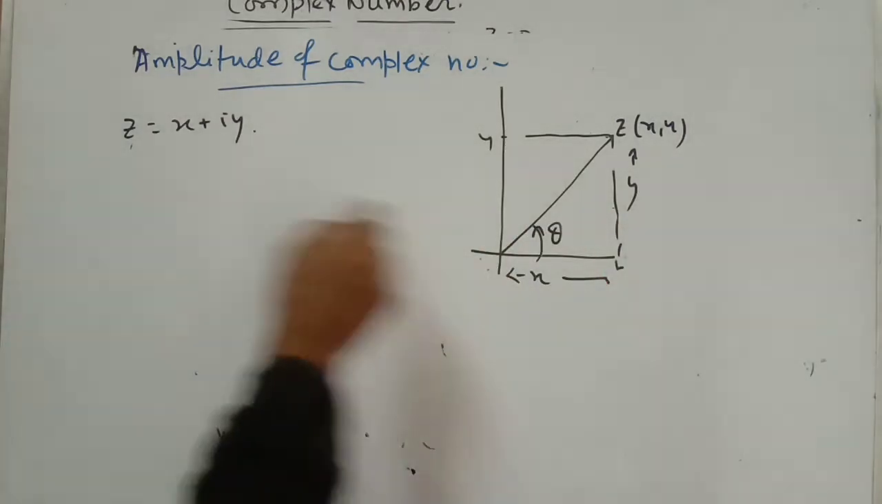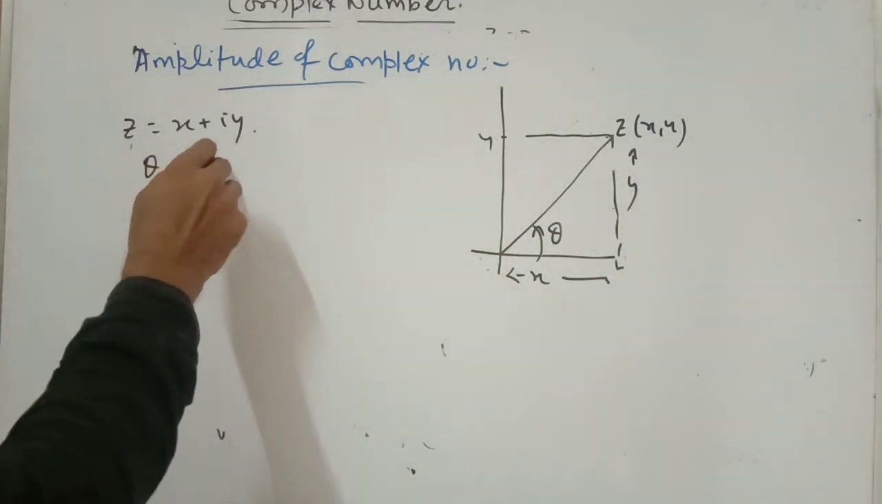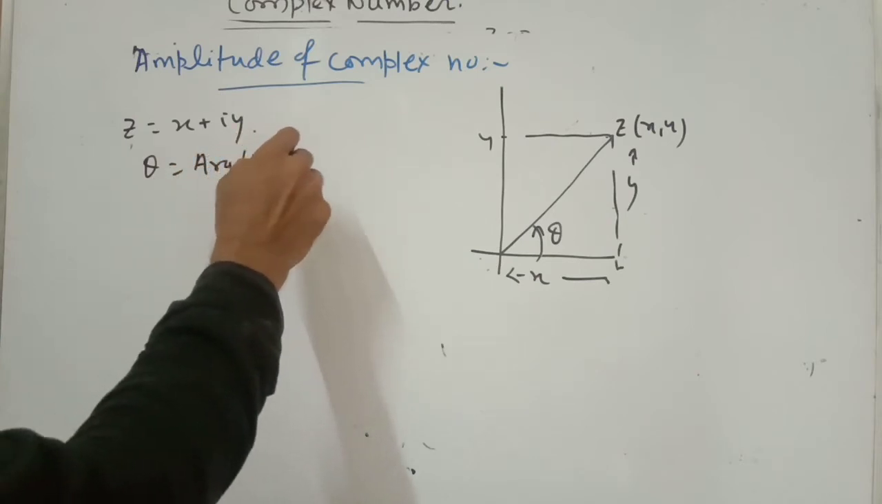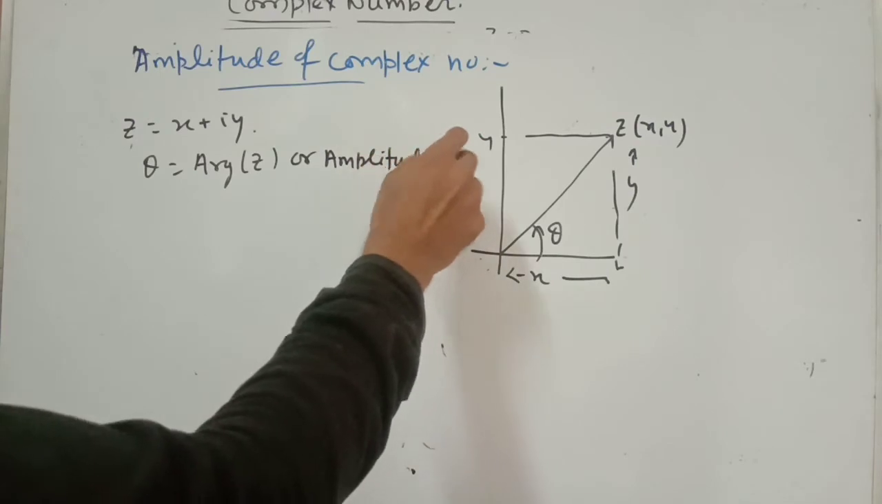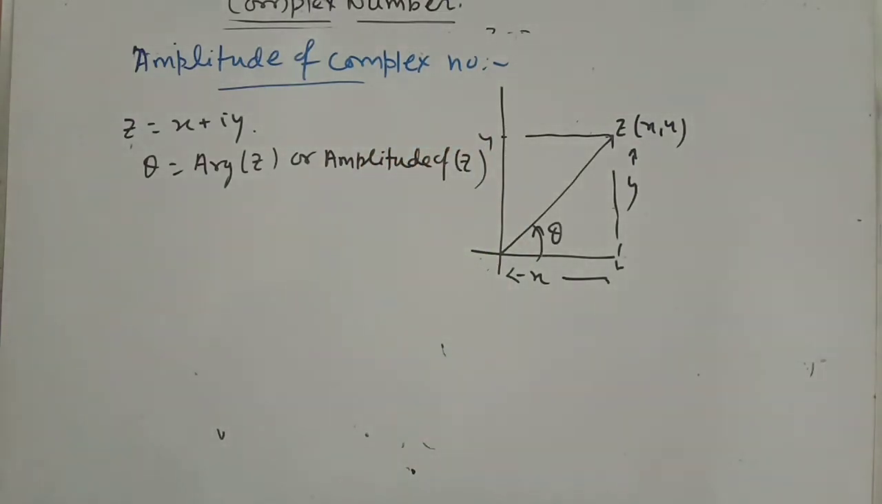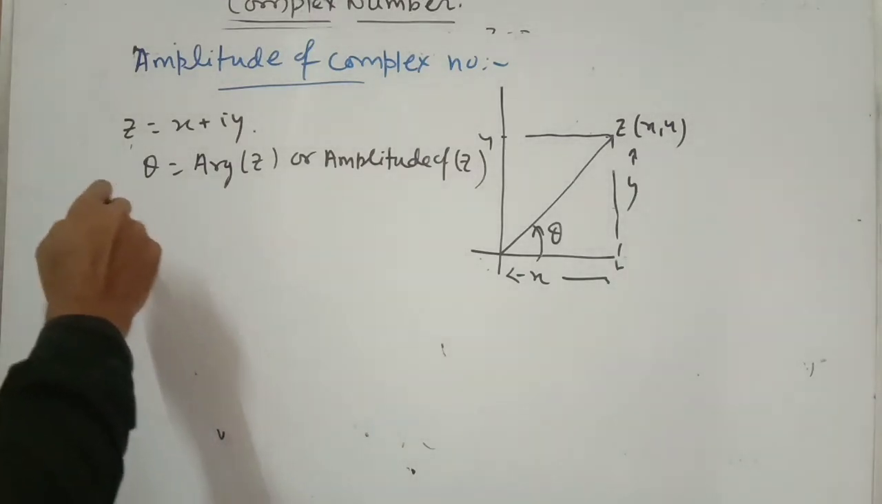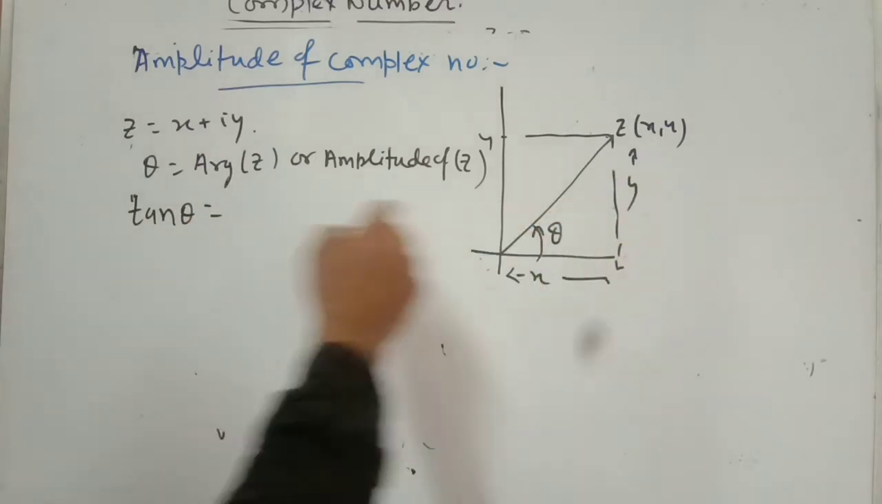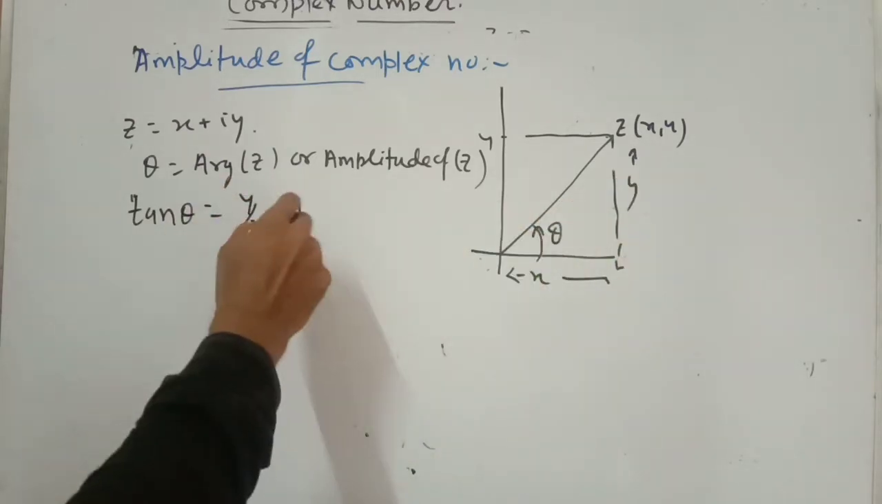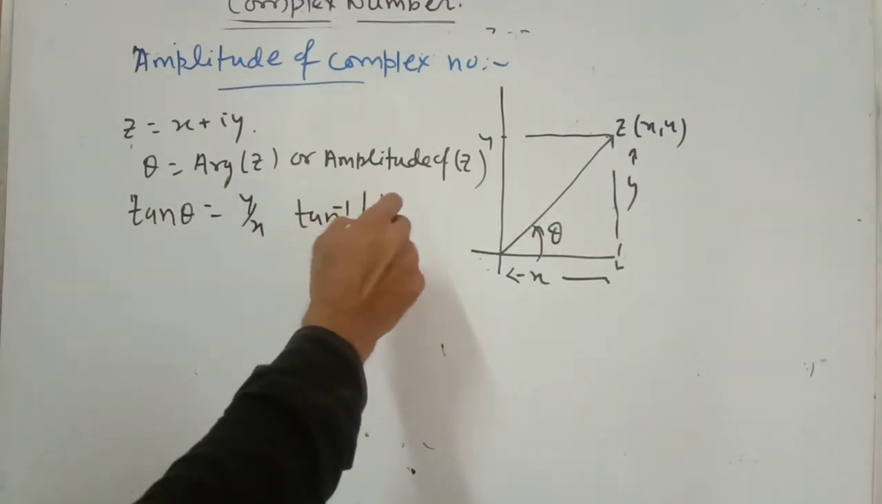So this theta is called the argument of z, or you can say the amplitude of z. Okay, so here you can find it by this process: tan theta equals y by x, so you can write theta equals tan inverse y by x.